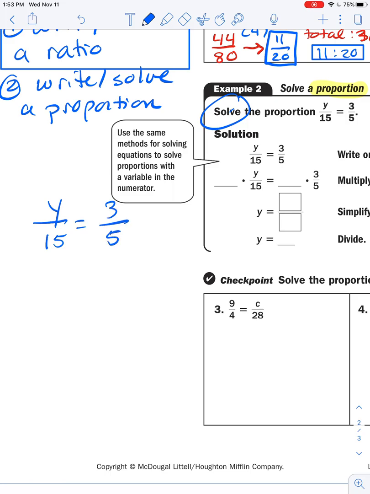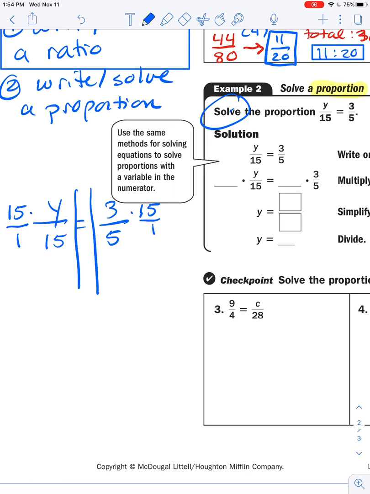Y over 15 equals 3 over 5. And that's our starting point, our proportion, which is comparing 2 ratios. So if we're trying to solve for y, given what we learned in chapter 3 earlier on, currently the y is divided by 15. So to undo division, we need to multiply that by 15. And whatever you do to one side, you do to the other.